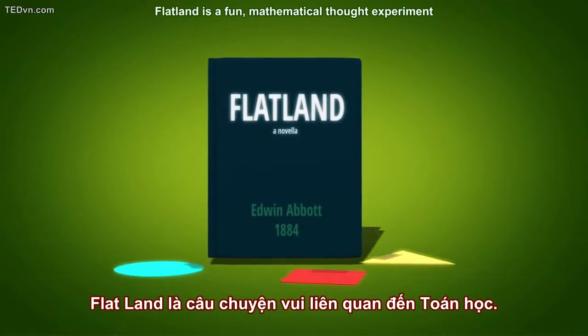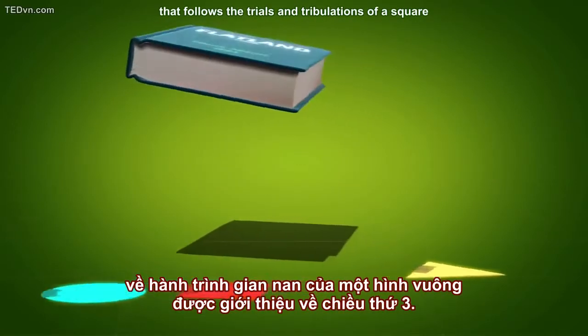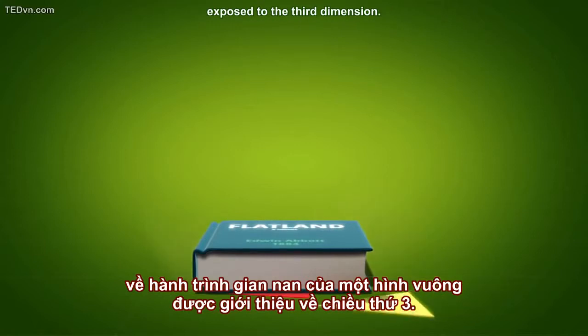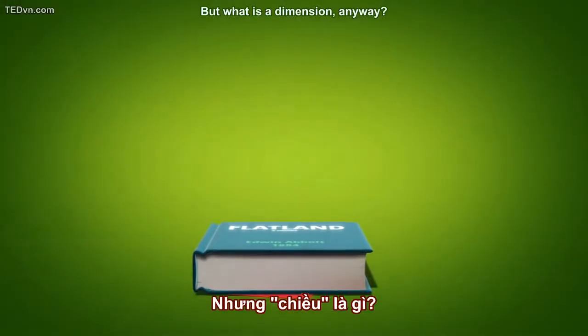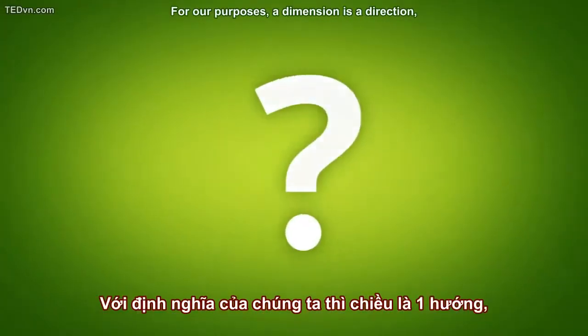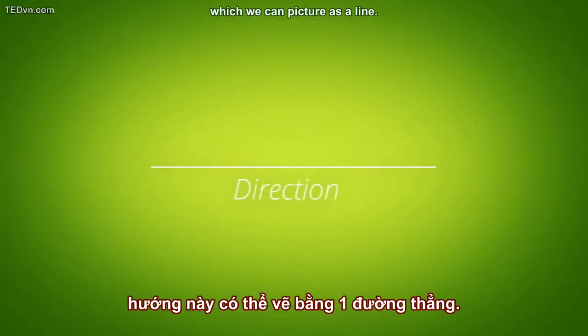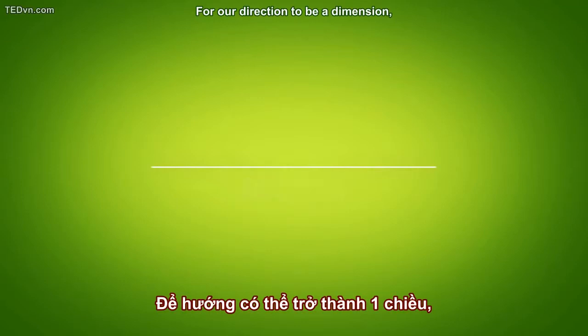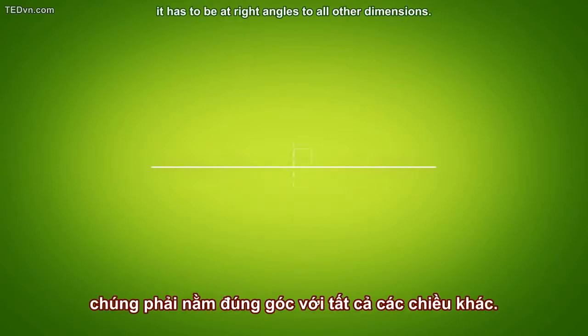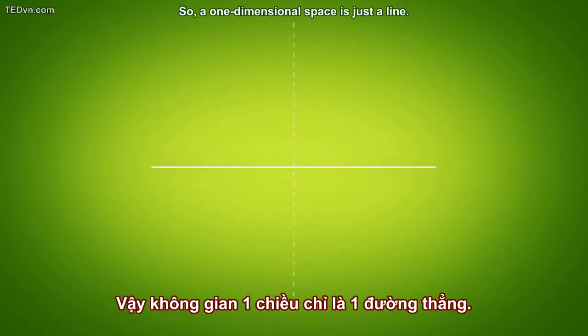Flatland is a fun mathematical thought experiment that follows the trials and tribulations of a square exposed to the third dimension. But what is a dimension anyway? For our purposes, a dimension is a direction, which we can picture as a line. For our direction to be a dimension, it has to be at right angles to all other dimensions. So a one-dimensional space is just a line.